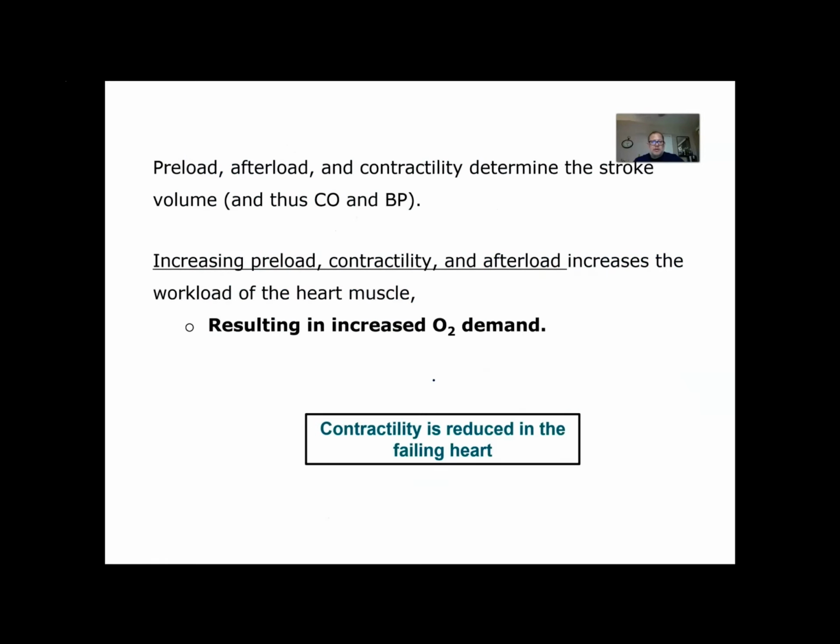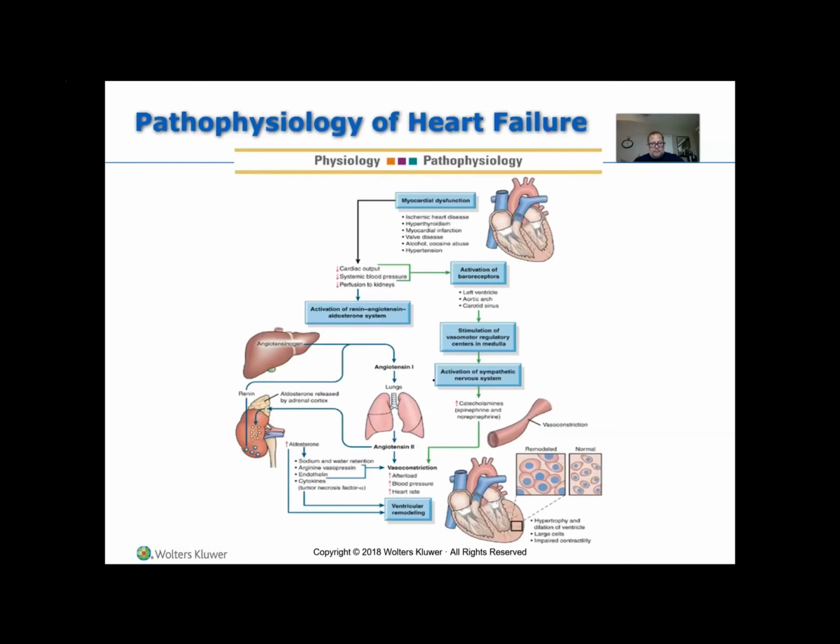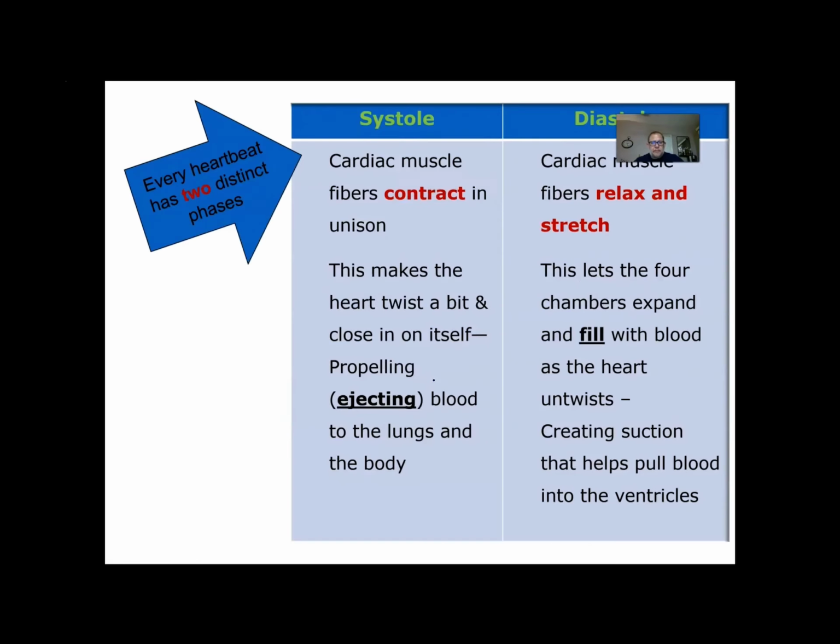Preload, afterload, and contractility determine the stroke volume, cardiac output, and blood pressure. Increasing the preload, contractility, or afterload increases the workload of the heart muscle, resulting in increased O2 demand. So here's a quick diagram of the pathophysiology of heart failure, if you're into diagrams. You're welcome to review it if it helps you piece it all together.